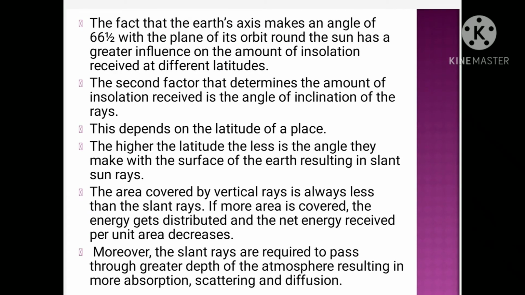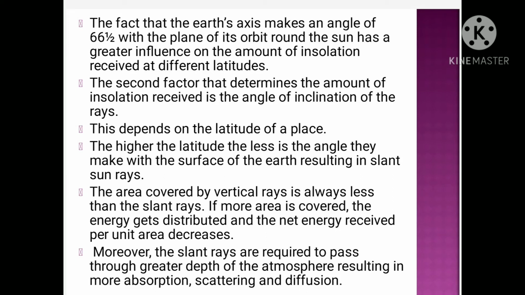The fact that the Earth's axis makes an angle of 66.5 degrees with the plane of its orbit around the Sun has a greater influence on the amount of insolation received at different latitudes.